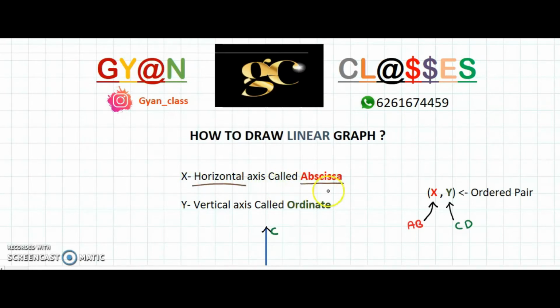You have to remember this word. Whereas the vertical axis, which we call y, is also known as ordinate. You should remember that. And we always take x first and y afterwards. This order you should always remember. Hence we call it an ordered pair. So remember, x is taken first and the y point is taken afterwards. We will never take y first and x later on.